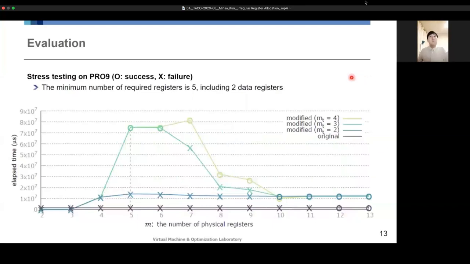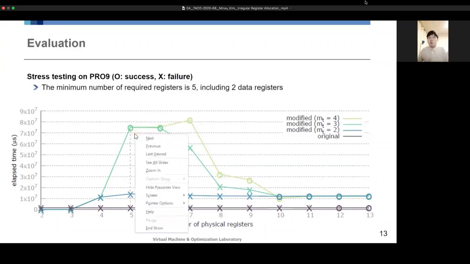Then we also performed the stress testing. Here we started with 13 physical registers available, and then we removed a random register one by one, and then tried allocation with the reduced set of registers. Generally, when M decreases, it's harder to find a solution. So we can see the solvers start to fail at some point. But the configuration with MT is 4 succeeded with all M's until it goes below 5, which we found to be the actual register pressure of the program.